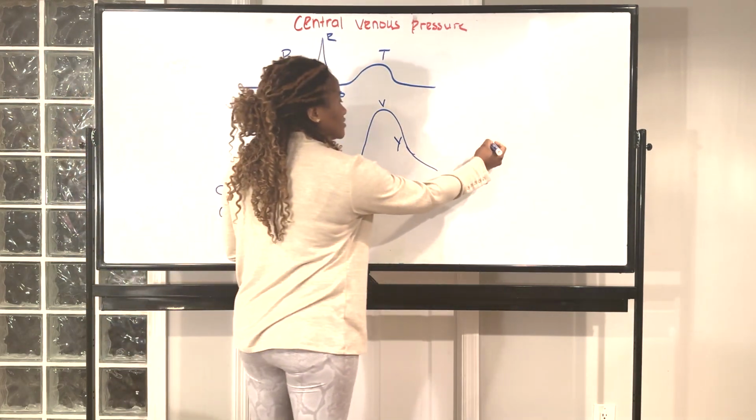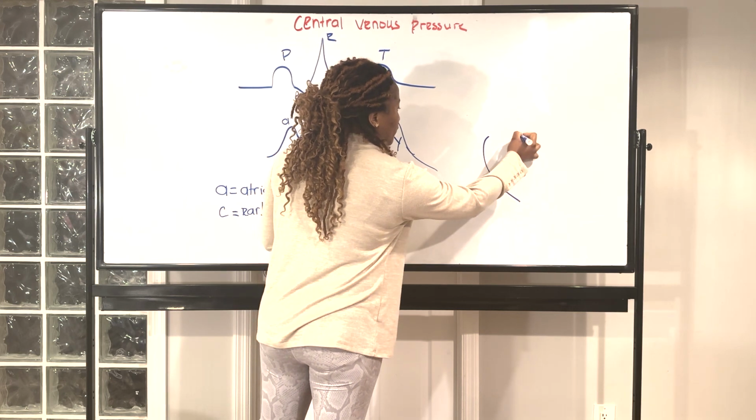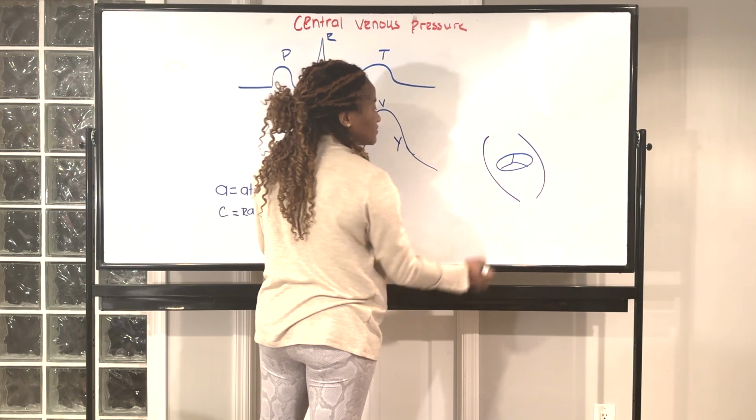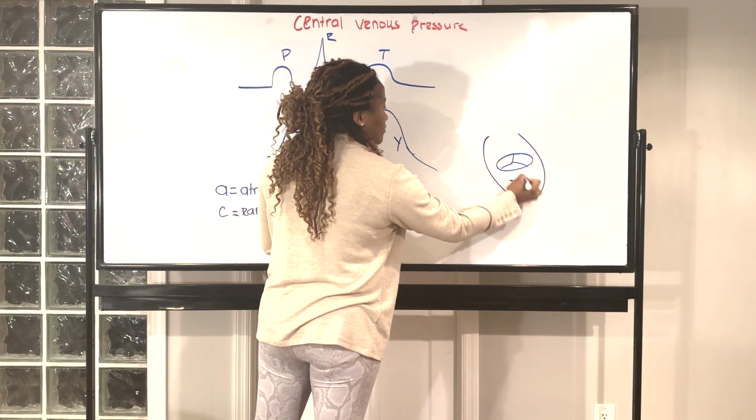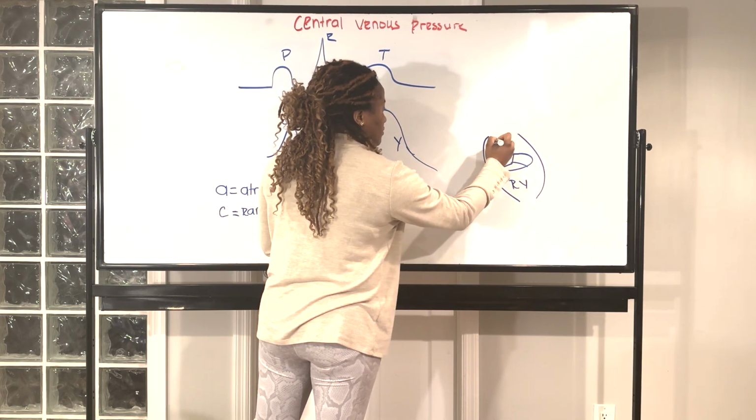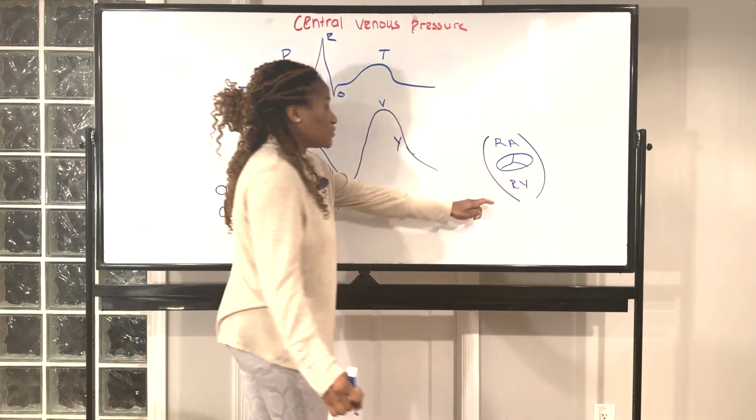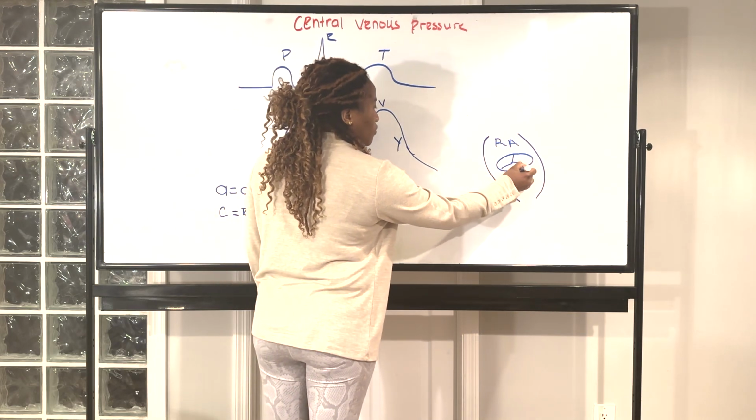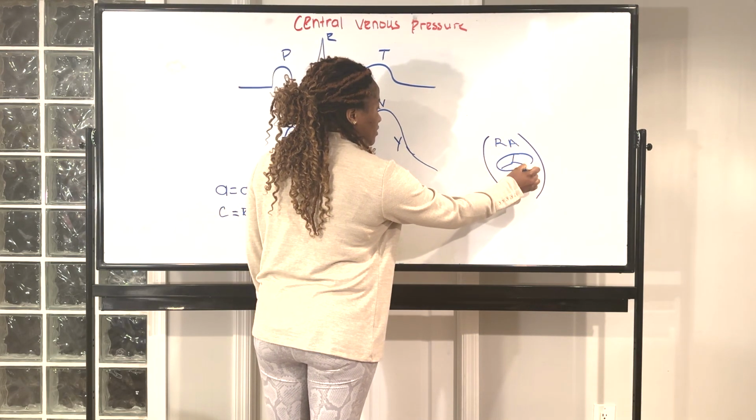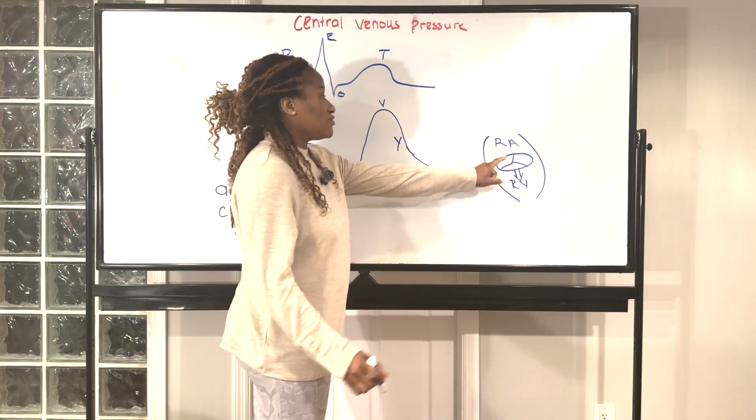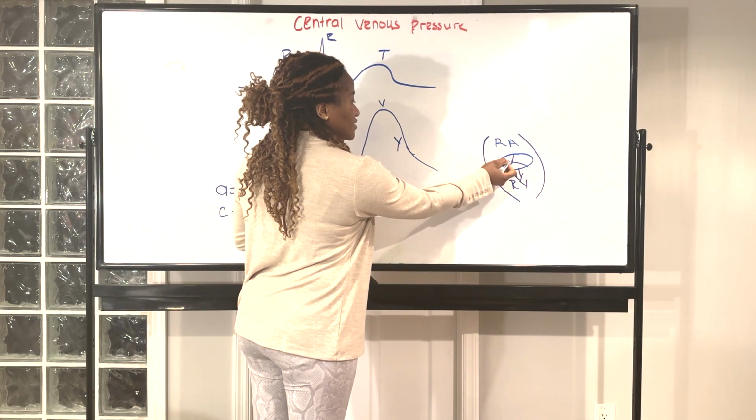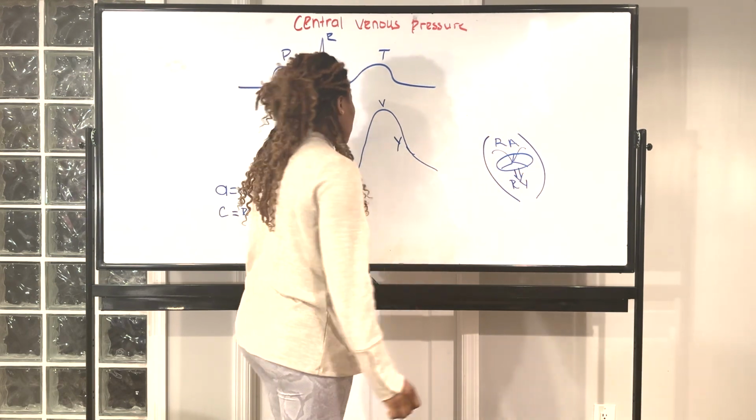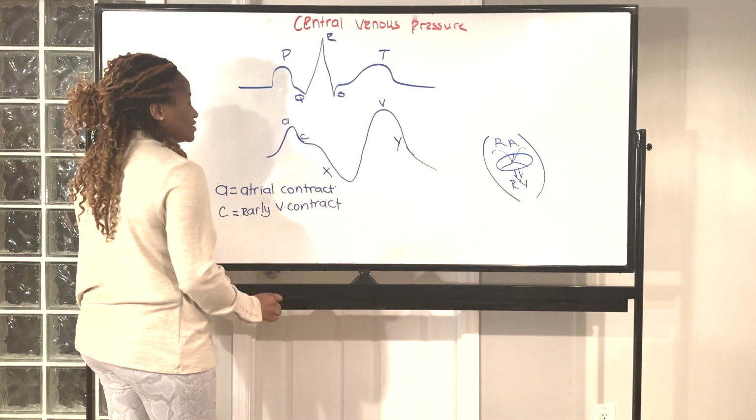So if this is a little picture of the right heart, and this is gonna be our tricuspid valve, right ventricle, right atrium. So when this ventricle starts to contract, it's pulling this down so we don't get a regurgitation, because if this is open up, then we get the regurgitation. So this pull down is that little indentation.